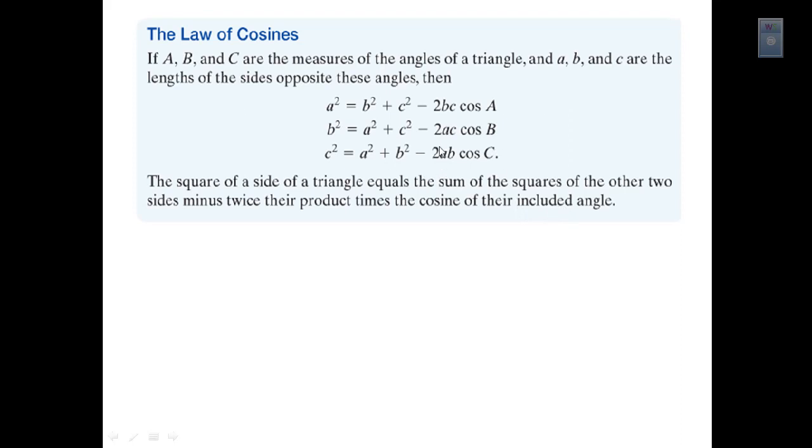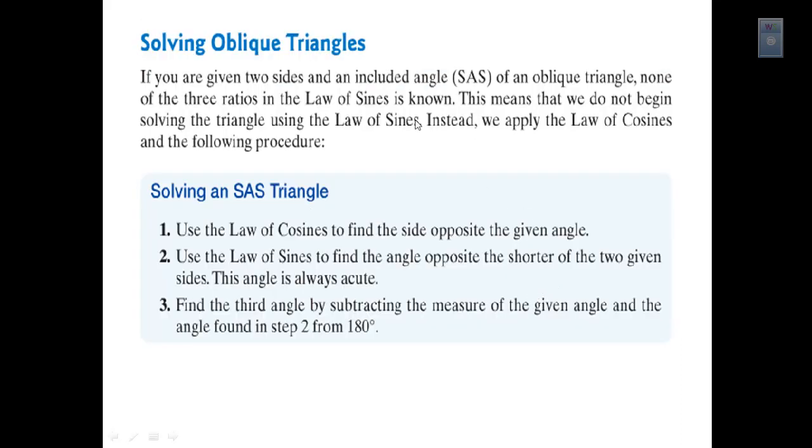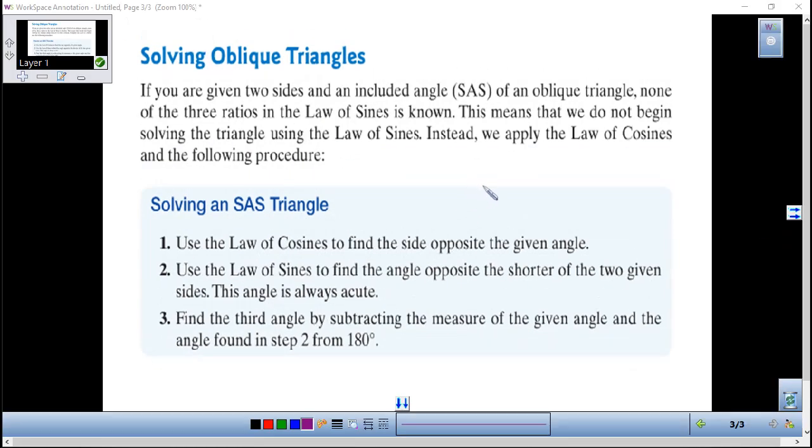Now, if you draw out a triangle, here's the situation. B and c are going to be the two sides that make up angle A. That's what they mean when they're talking about an included angle. Now, if you're given two sides and an included angle, side angle side, of an oblique triangle, none of the three ratios of the law of sines is known. So let's look at that just so you can see.